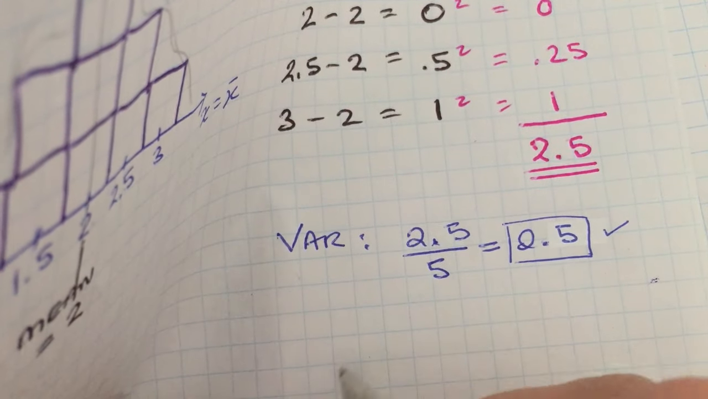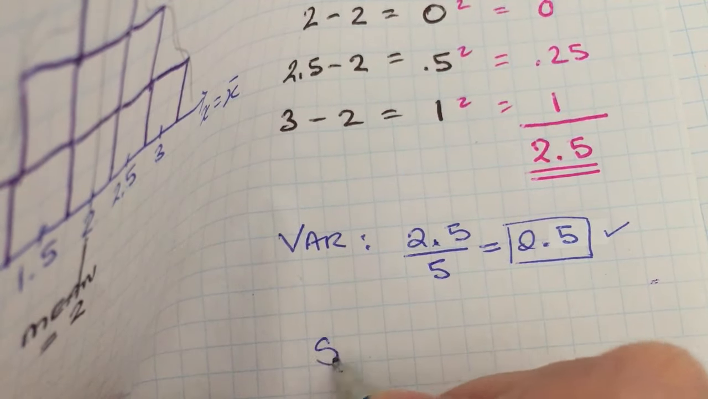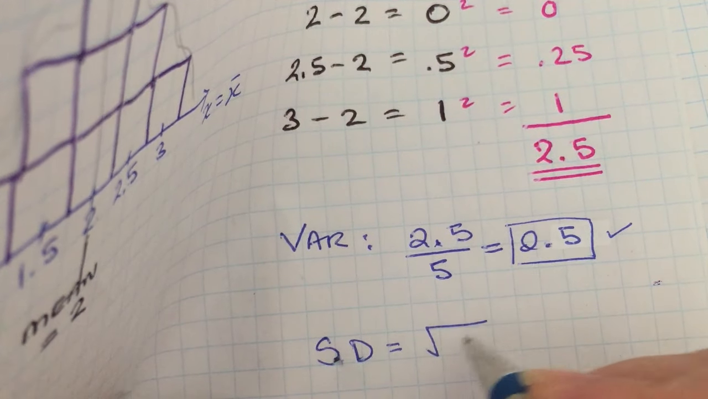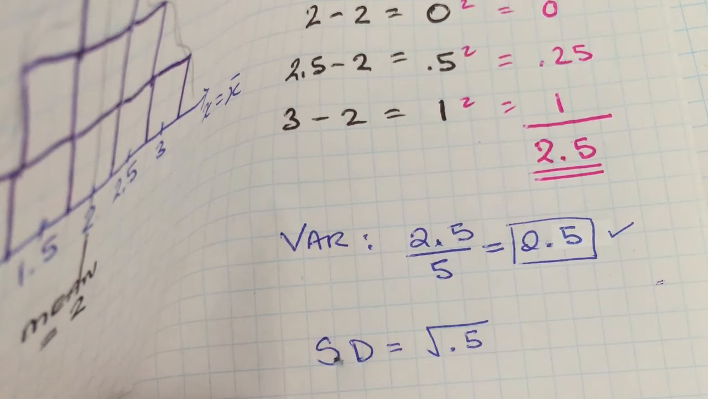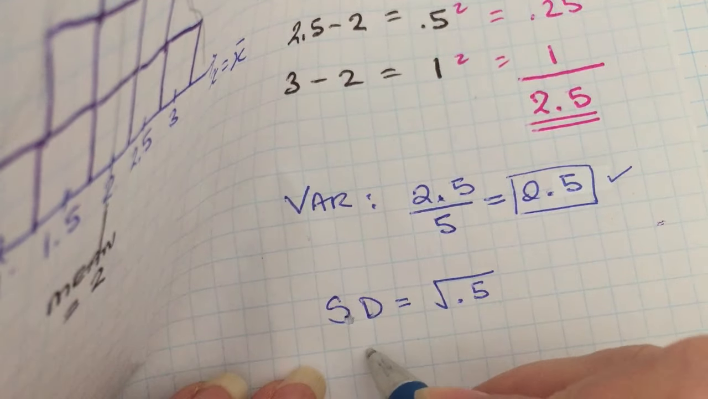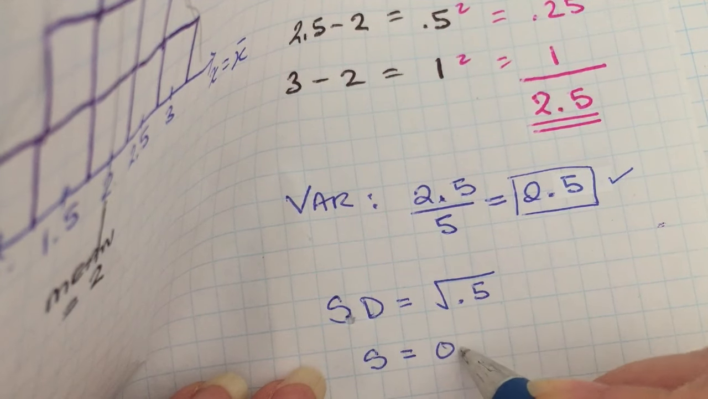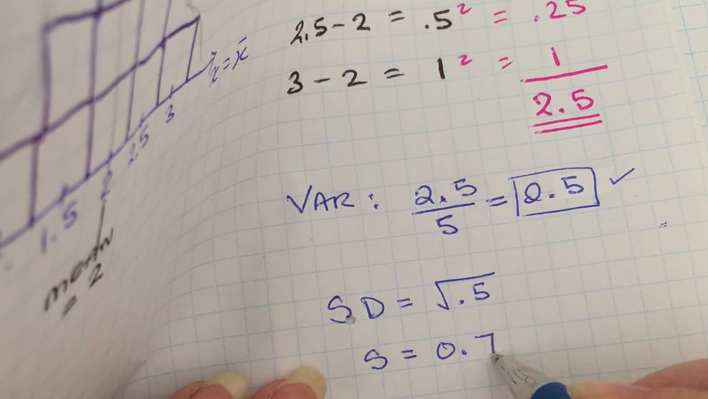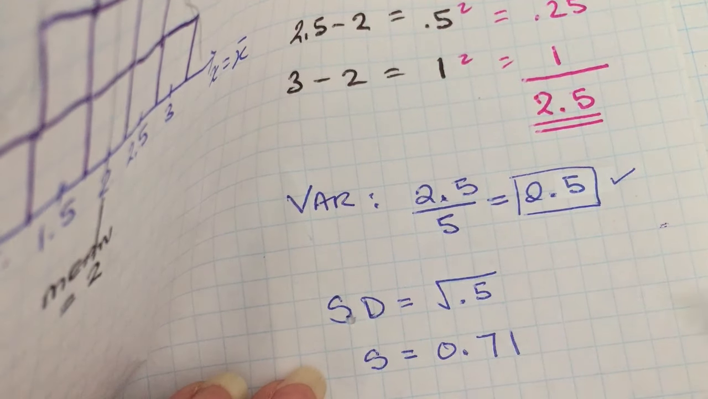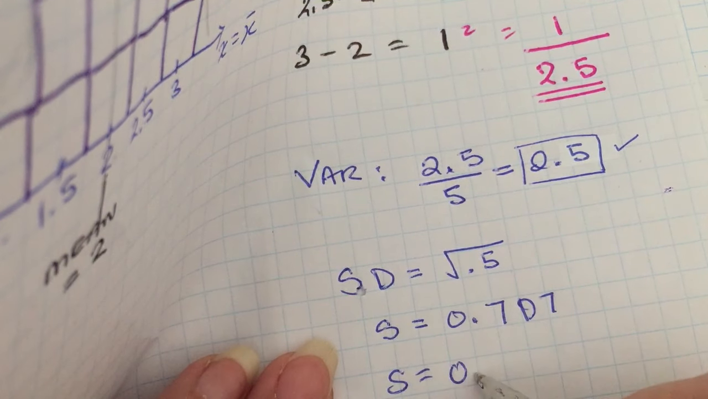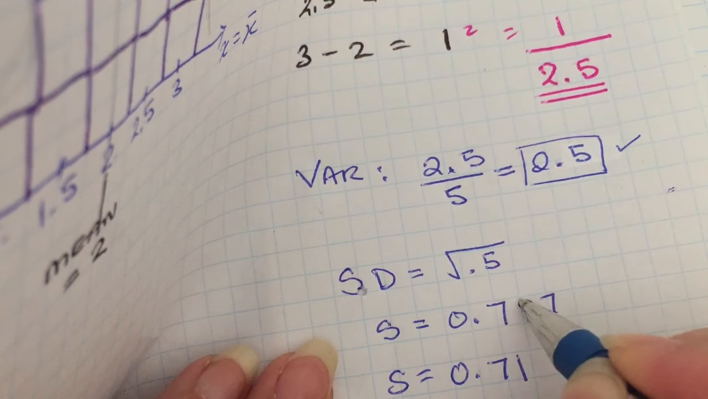But to get the standard deviation, you would have to take the square root of 0.5. So the square root of 0.5 is 0.707, right? Okay.